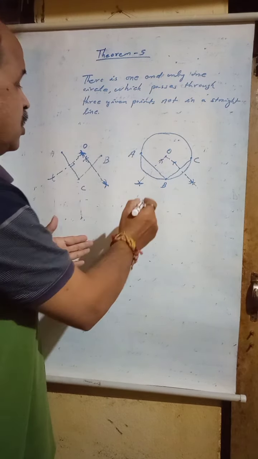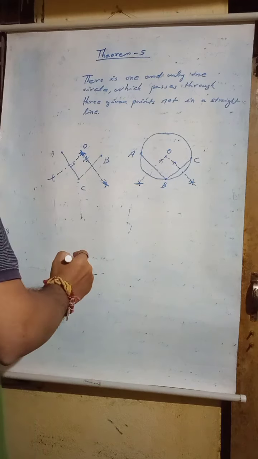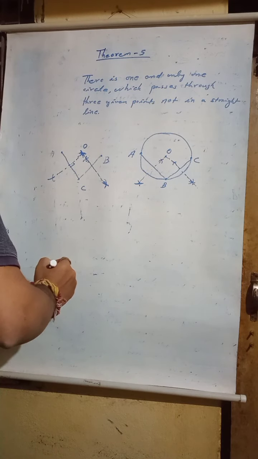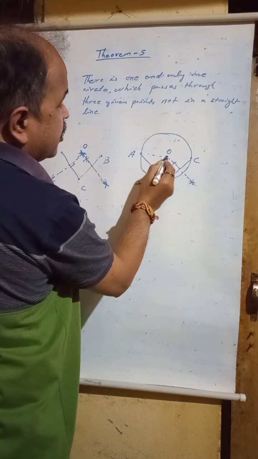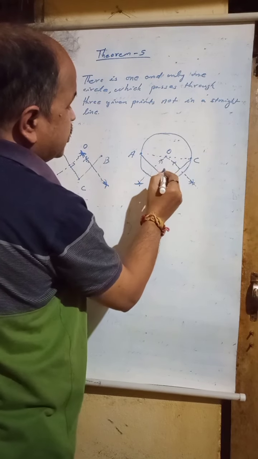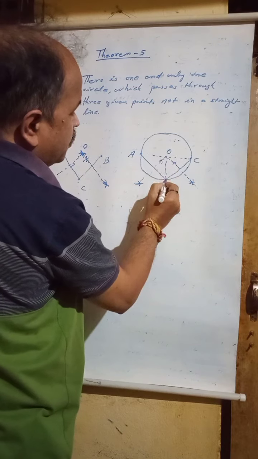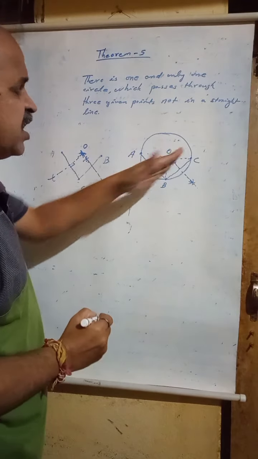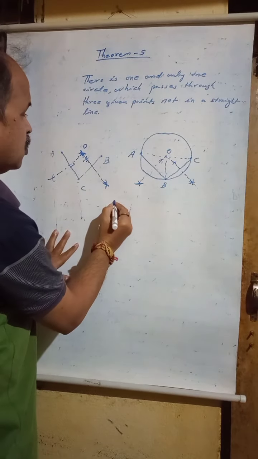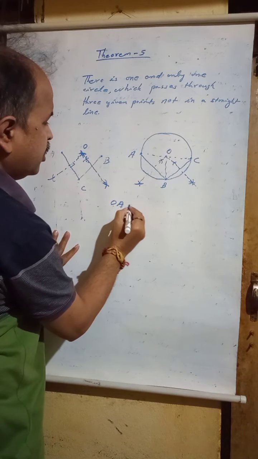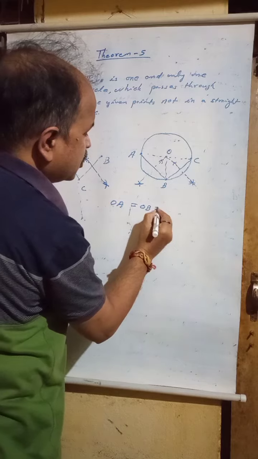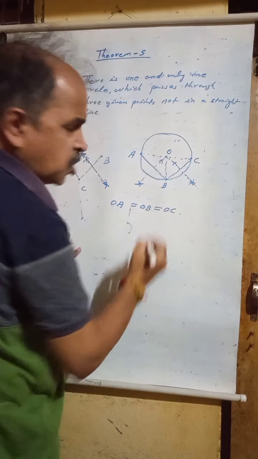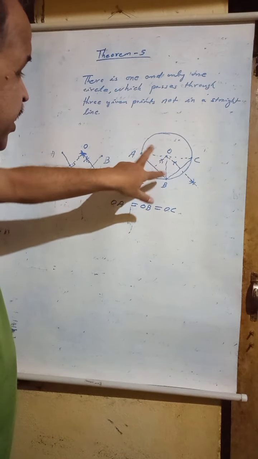Now OA, OB and OC. What are these? These are all radii. So OA equal to OB equal to OC. So this is called the radius.